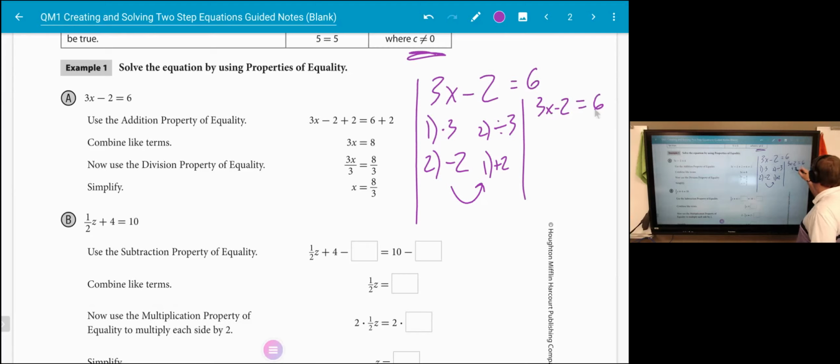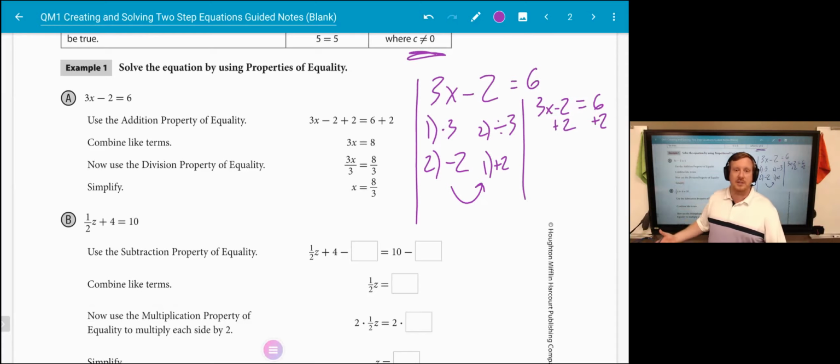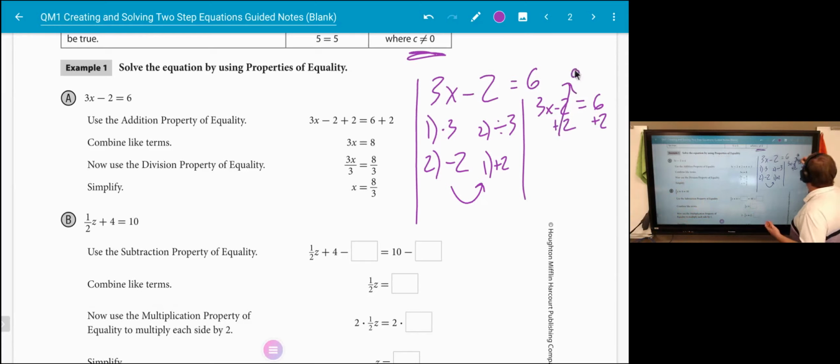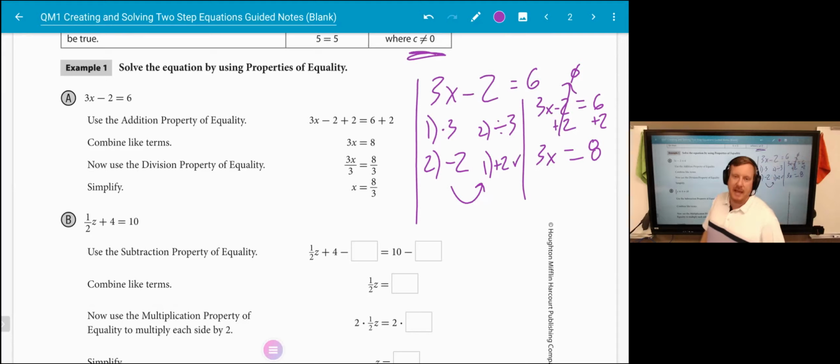If I add 2 to both sides, the beauty of this is negative 2 plus 2, so a negative 2 and a positive 2, simplified as 0. This is just 0. So 3x plus 0 or 3x minus 0 is just 3x. Not bad. 3x equals, and 6 plus 2 is 8. We've taken care of this first step here. We added 2 to both sides.